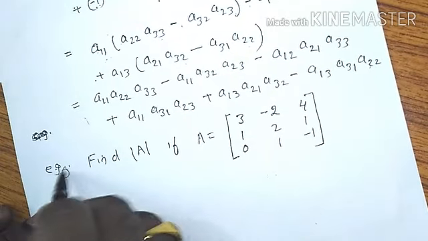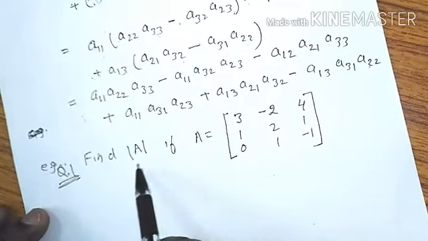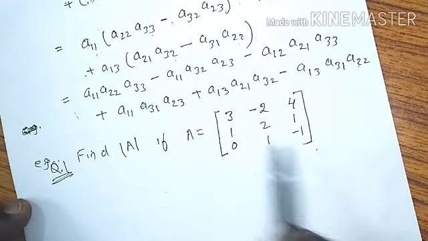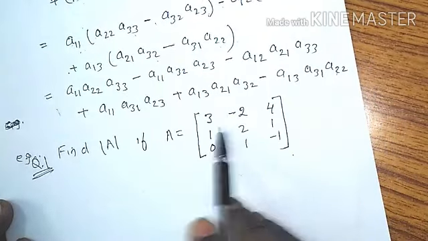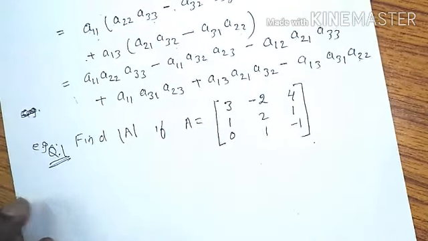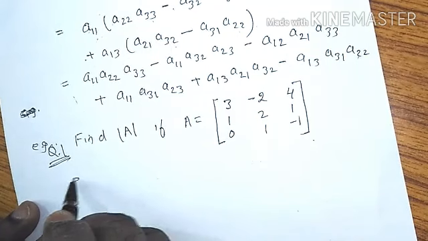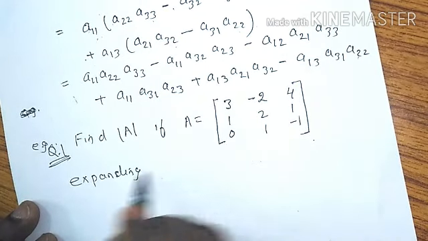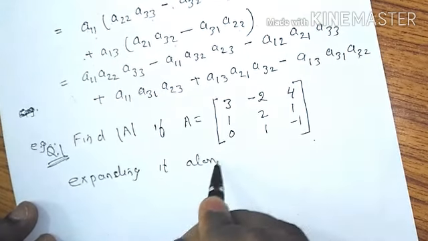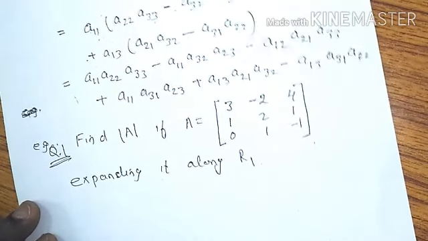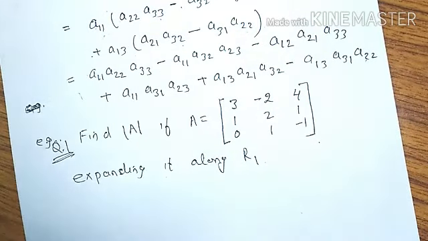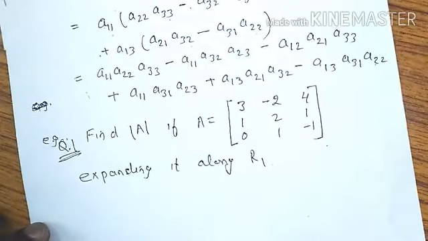The question is: find the determinant of A if A is a square matrix of order 3 by 3 with the elements given here. As I told you, we can expand it along any particular row. Suppose we are expanding it along row 1. I am explaining along row 1 because we have understood the process by row 1. Then I will show you that it can be expanded by any particular row or column.